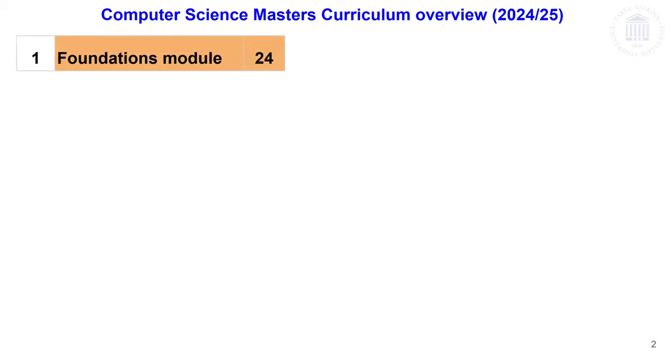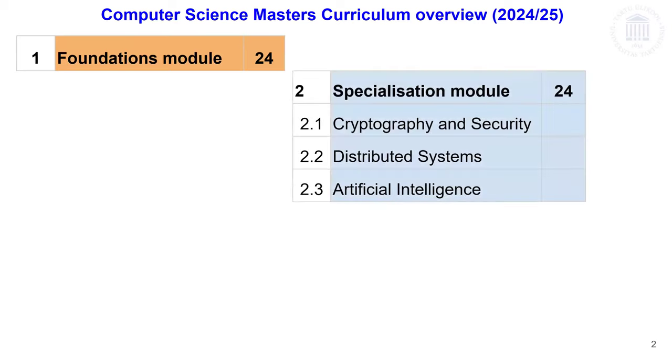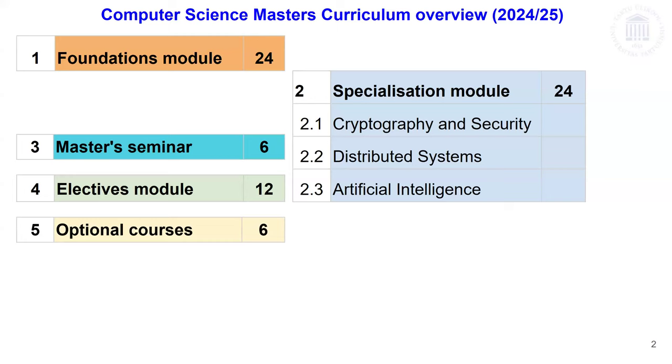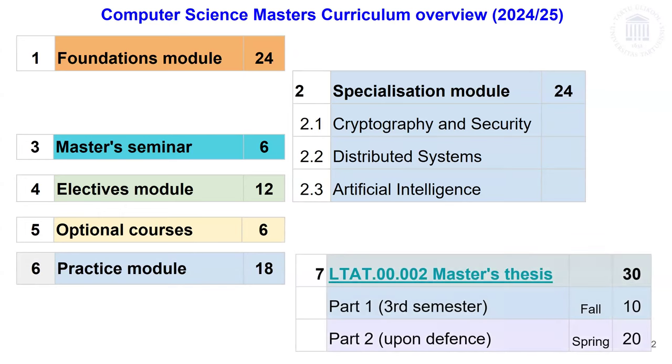And I will start briefly with an overview of our master's curriculum in computer science. It consists of 7 modules, and the first module is the base module or foundations module, which is 24 ECTS. And then there is a choice of 3 different specialization modules. Then you have the master's seminar, which is worth 6 credits, the electives module worth 12 ECTS, then optional courses, which for international students means studying Estonian actually, but those who know Estonian can then choose something completely free from the set of university courses. Then we have the practice module, which is 18 ECTS, and in the end there is the master's thesis, which can be done in 2 parts or everything in one go.